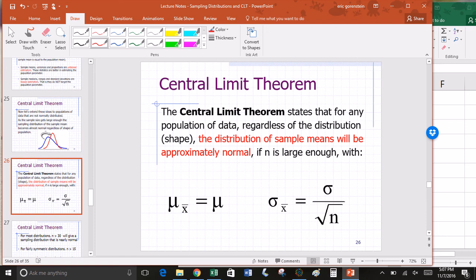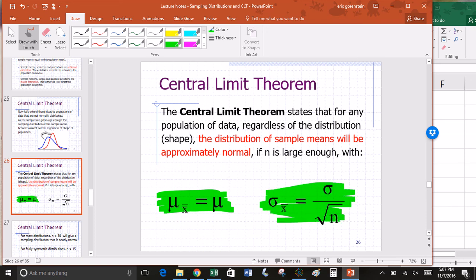And the mean and standard deviation of that normal distribution is given below. So the mean of the distribution of sample means is equal to the population mean, and the standard deviation of those sample means is equal to the population standard deviation divided by the square root of n. So in this case, the mean as a statistic targets the population mean, and the standard deviation underestimates the population standard deviation.